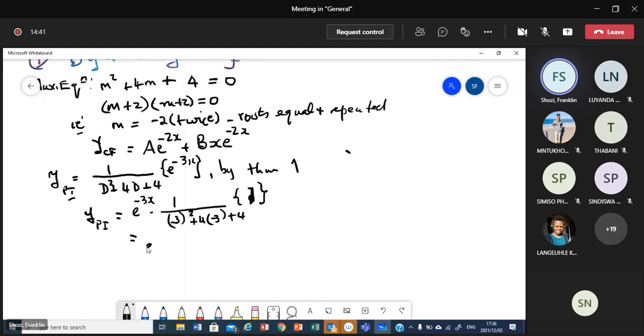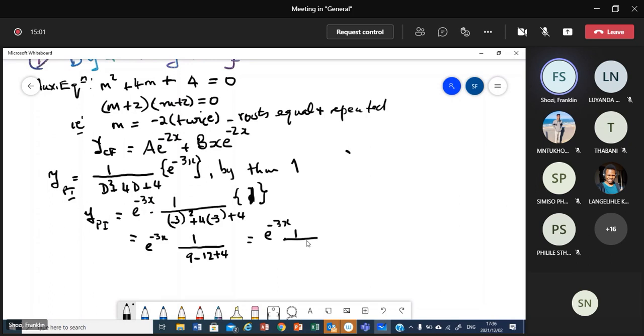That gives us e to the power minus 3x, 1 all over, what are we going to get there? That's 9, that's minus 12, plus 4. This will give us e to the power minus 3x, 1 over what? It's 13 minus 12, so it's positive 1. The answer becomes e to the power minus 3x.